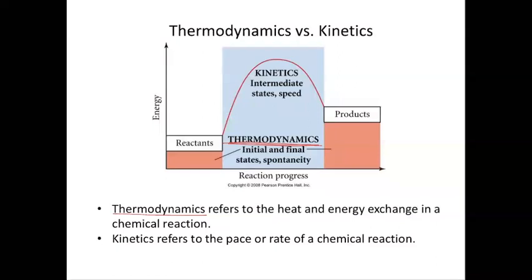We also have the kinetics of a chemical reaction. And when it comes to the kinetics of a chemical reaction, understand that that refers to the pace, in other words, the rate of a chemical reaction, okay? So when we're looking specifically at the kinetics of the reaction, we're looking at the intermediate steps, meaning the bonds that are broken versus the bonds that are made on the way for those reactants to turn into products.